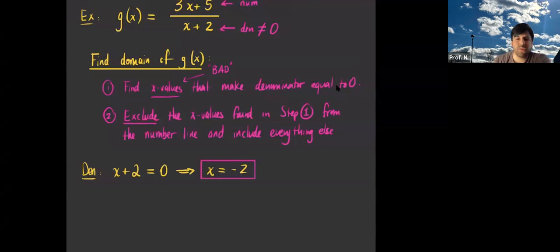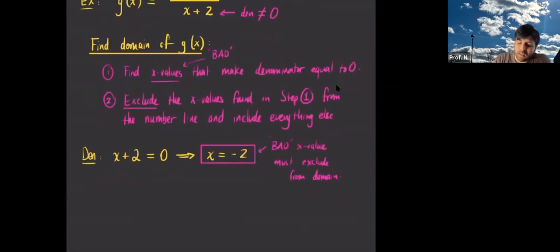Now pay attention to what I just found. I found the bad x value. Why is this bad? Because this makes my denominator equal to 0. If my denominator equals 0, that means my fraction has a 0 in the denominator, which would indicate that my function is undefined. So therefore, I must what? If it's a bad x value, I must exclude it. Bad x value, must exclude from domain.